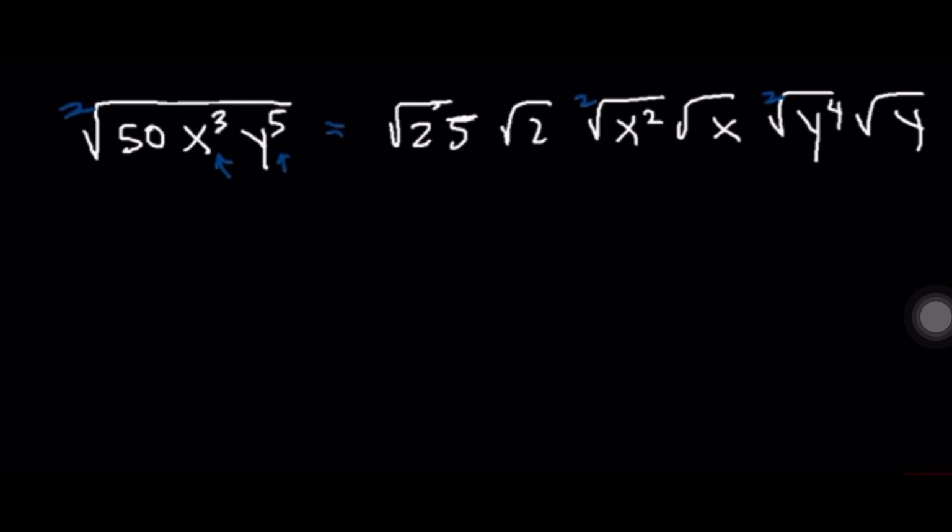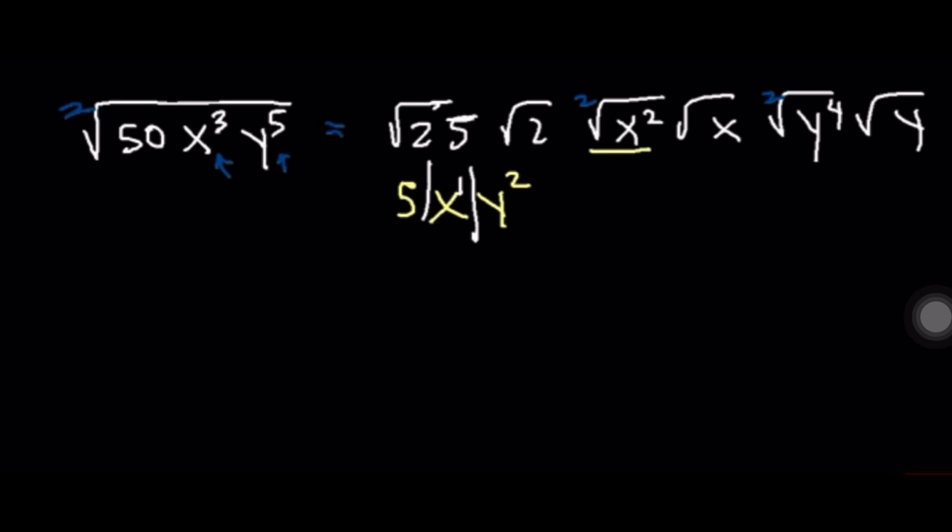The square root of 25 is 5, and the square root of x squared is x, and the square root of y to the 4th is y squared. Now, if you need to add parentheses, I probably didn't add them for some other examples, but if you want to add them here, you would add them to this one because it has an odd exponent.